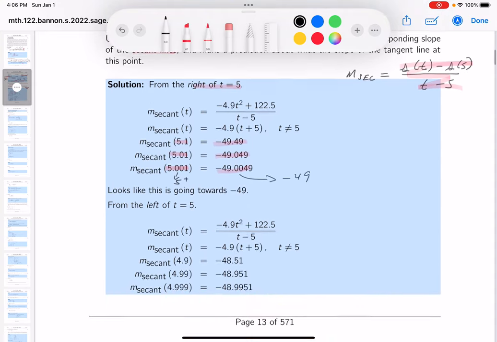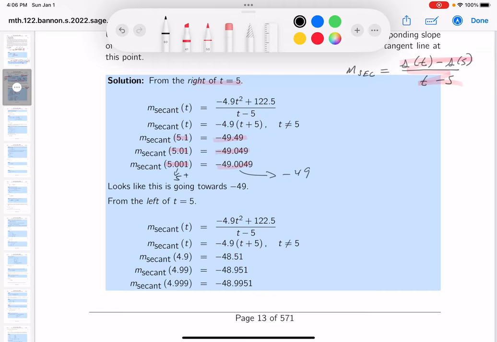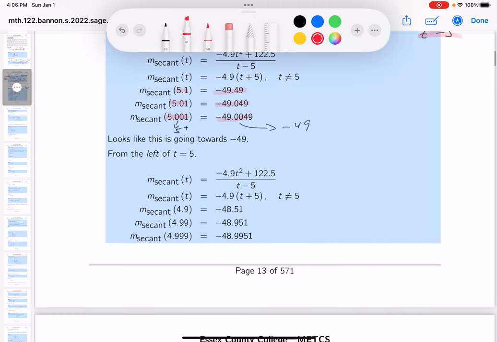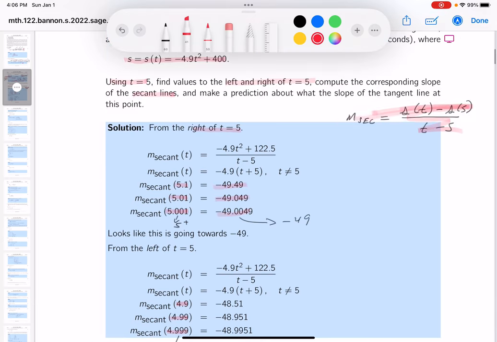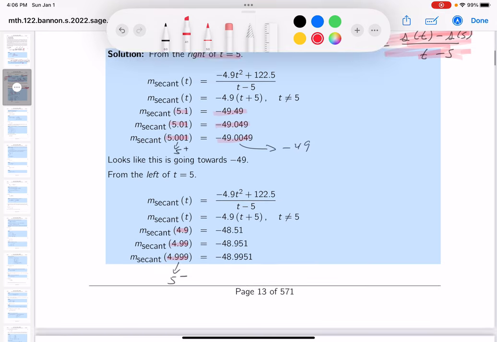Now, if you do it from the left of 5, all right, a good sequence of numbers to the left of 5 would be like 4.9, 4.99, and 4.999. Where are these numbers going towards? These numbers are going towards 5 from the left side. What's expected? That you go back up here and you compute these numbers here.